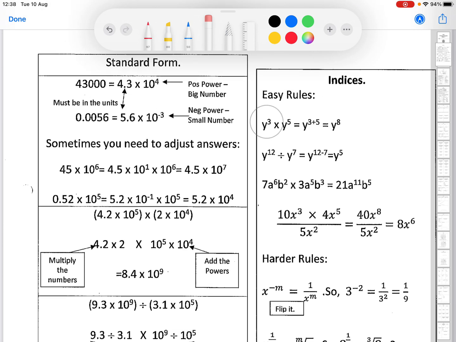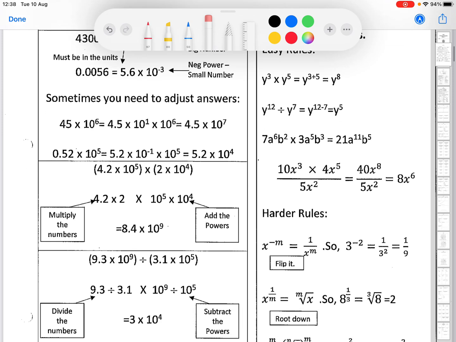Our rules with indices, like I said earlier: if you've got powers and you're multiplying, you can just add your powers. If you've got powers and you're dividing, that works as long as the base stays the same. If you had, for example, x to the power of 3 times y to the power of 5, you can't add them. That letter or number has to be the same. So multiplying, you add your powers; dividing, you subtract your powers. If you've got numbers involved as well, multiply your numbers. You're not adding the big numbers, you only add the powers.